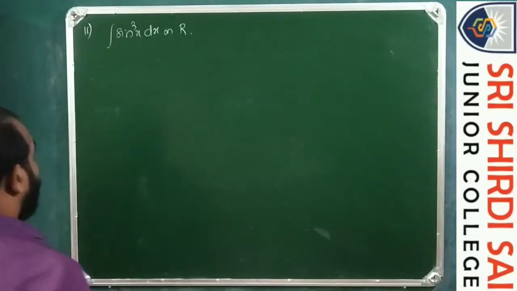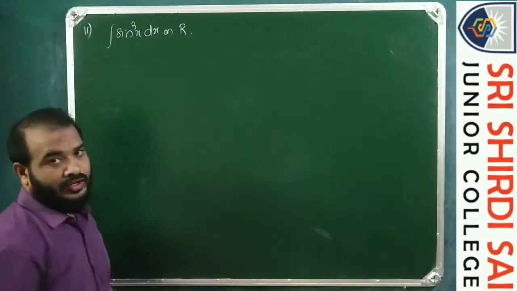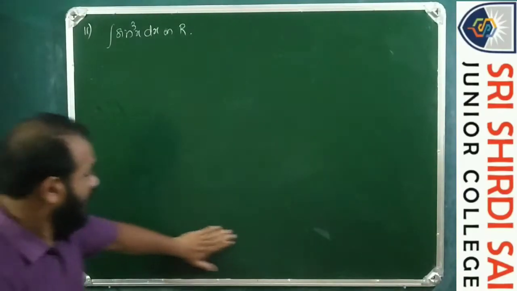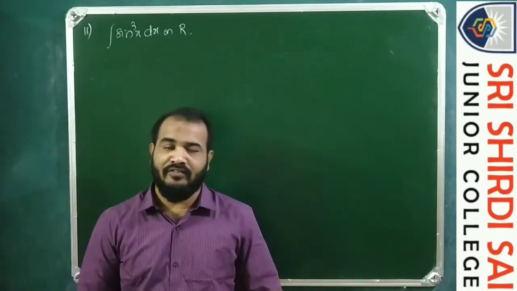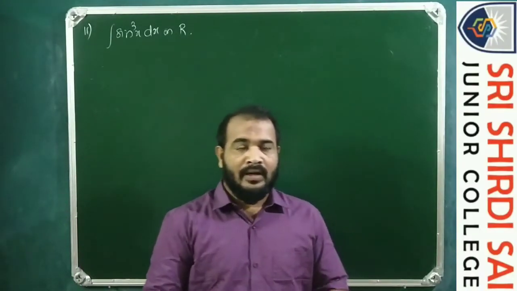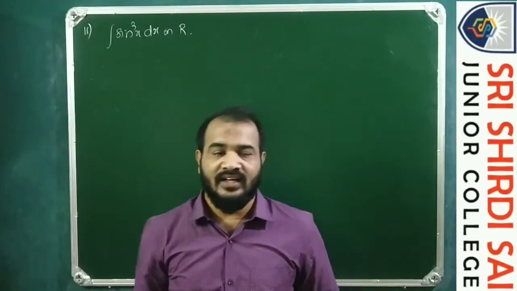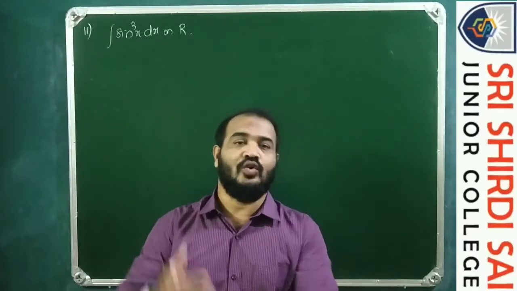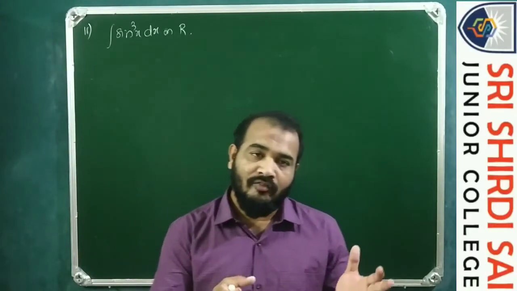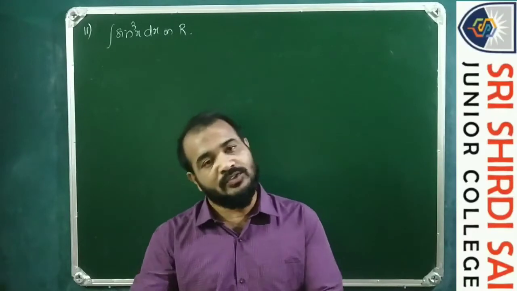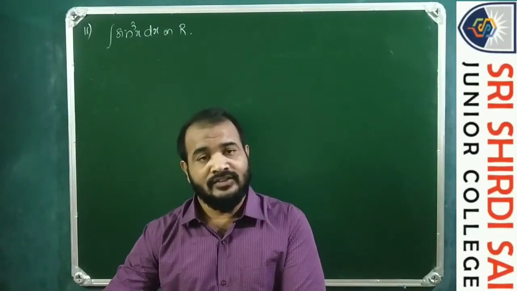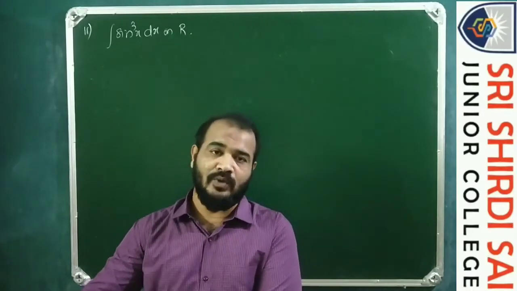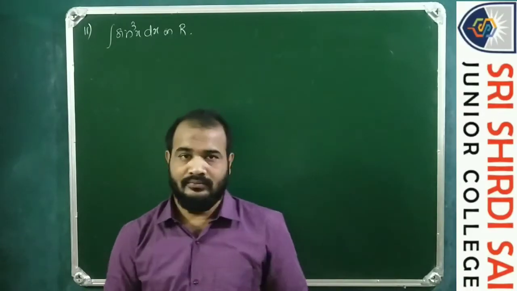So integral sin cube x dx on real numbers. The derivative we don't know, but had it been integral sin x dx, we know it is minus cos x. Otherwise we can even know that the integral of sin of ax plus b is minus cos of ax plus b by a.